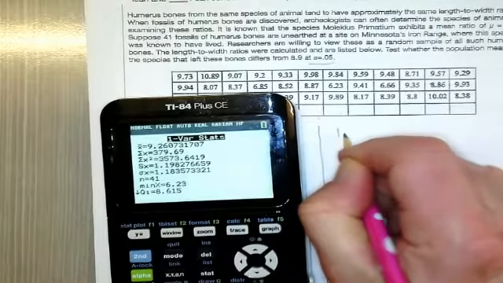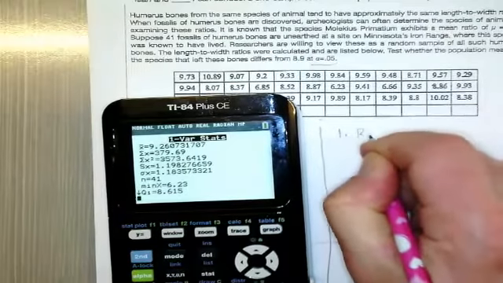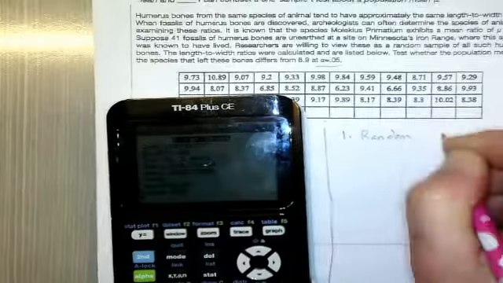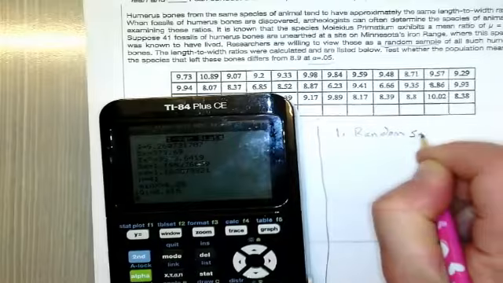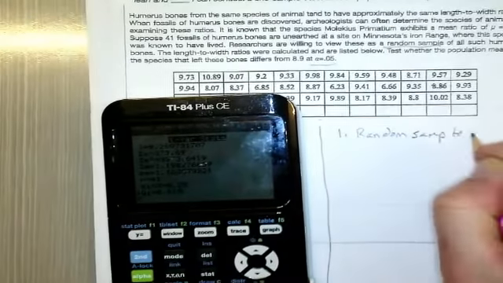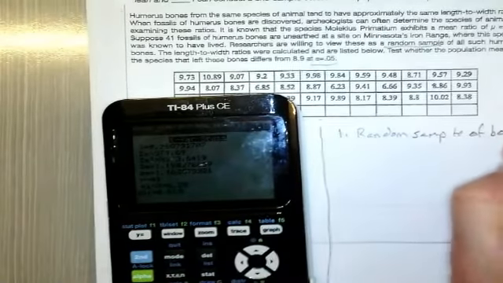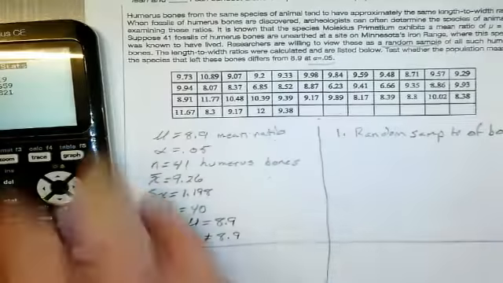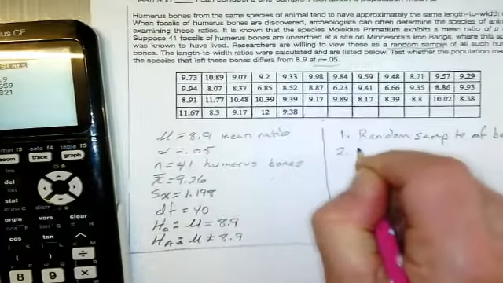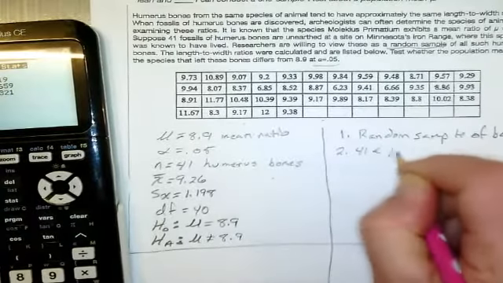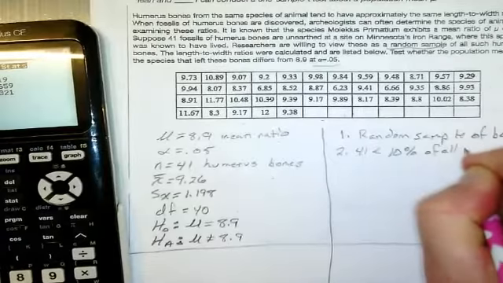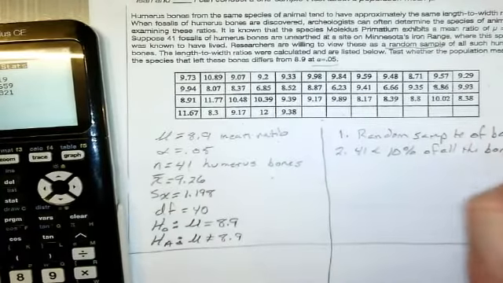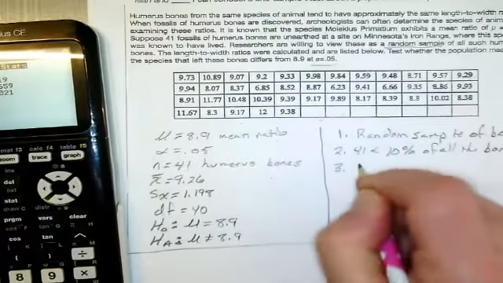Then we slide over, because now we have to talk about the conditions. We're assuming it's a random sample of humerus bones. And 41 is less than 10% of all the bones around the site. And then the third thing is our histogram.